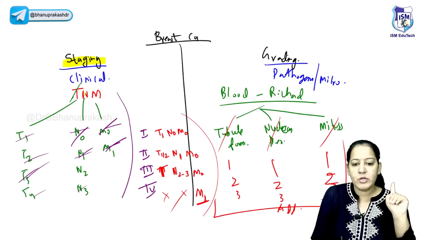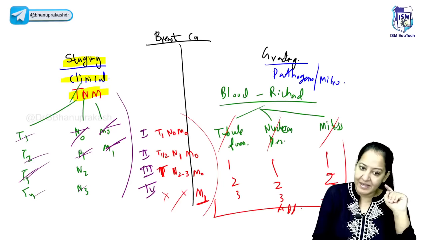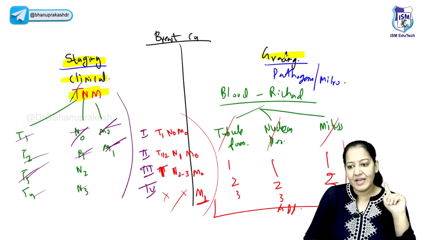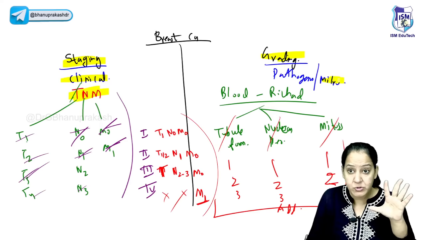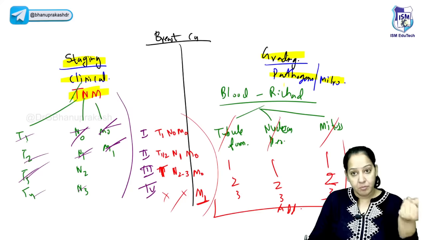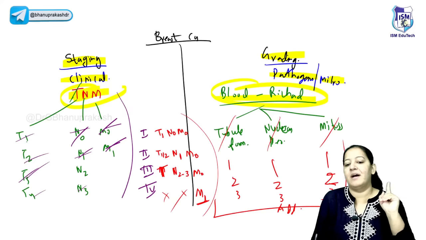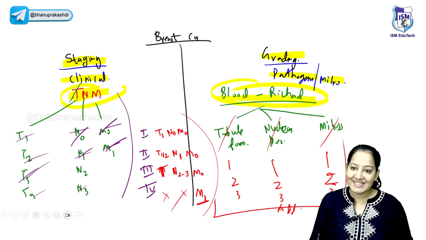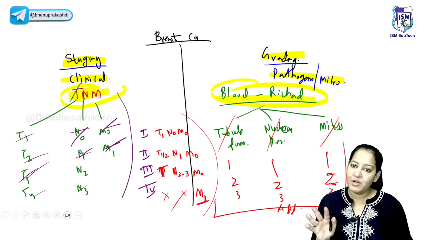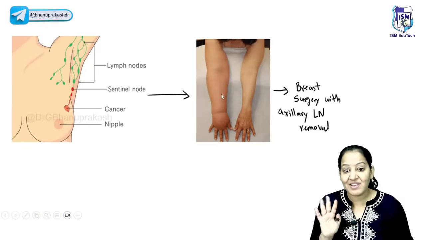In staging, the most commonly used system is the TNM system, and it is based on clinical grounds. Grading is done on microscopy grounds, and it is done by the pathologist. The most common system used here is Bloom-Richardson, BR. So, TNM staging and BR grading. How many of you got it? Please understand it very well, you get many questions on that. So this is regarding the cancer.